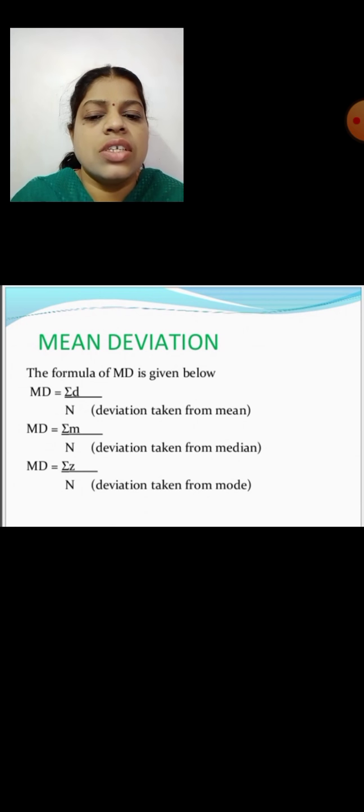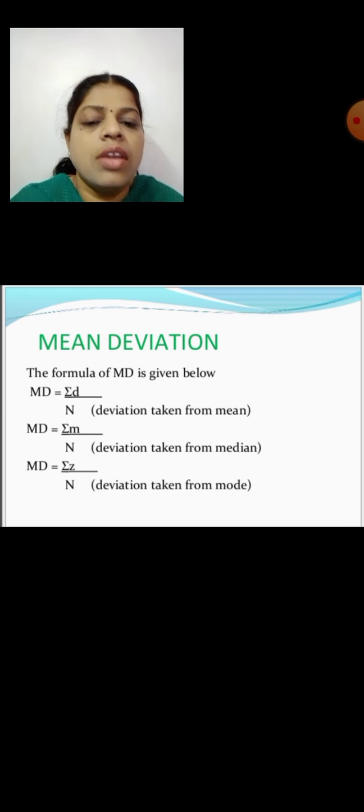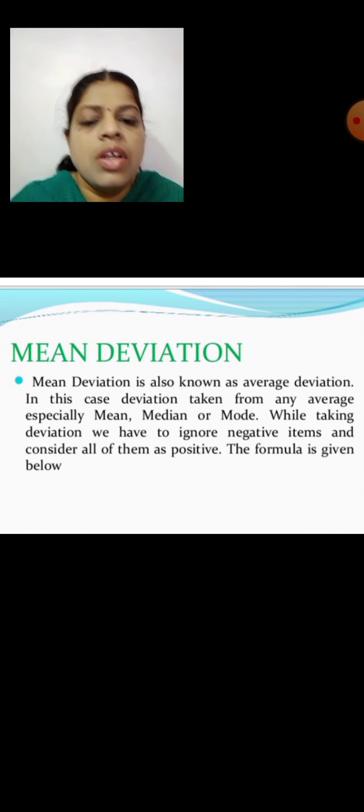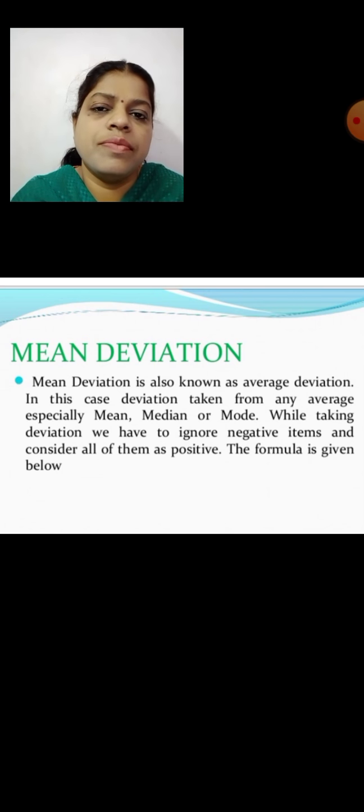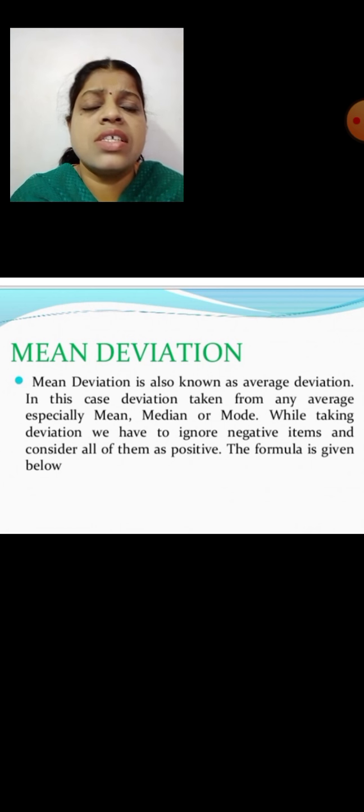Mean deviation. The formula of mean deviation is given below. Mean deviation is also known as the average deviation. In this case, deviations are taken from any average. You know the different averages: mean, median, mode. So here the deviations are taken from any average, especially mean, median or mode.